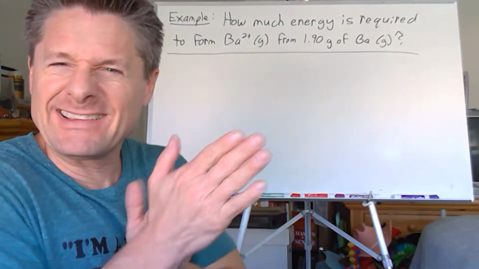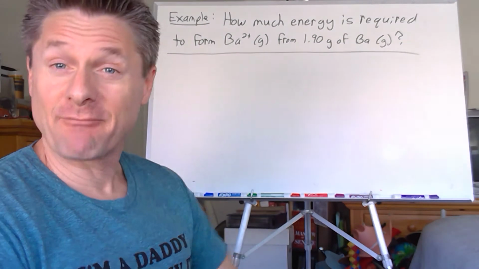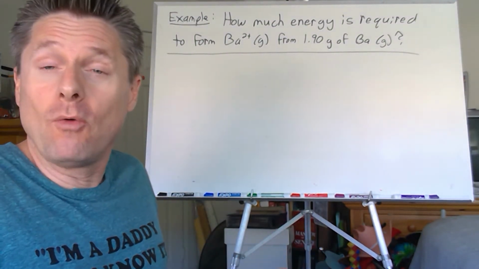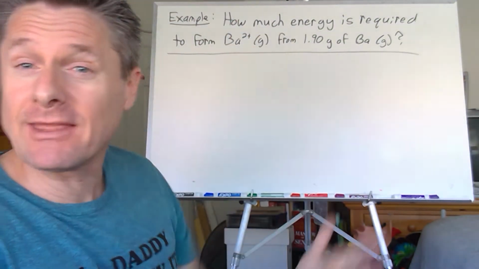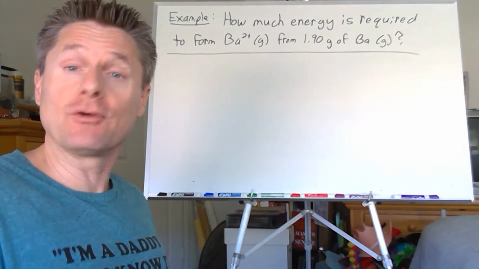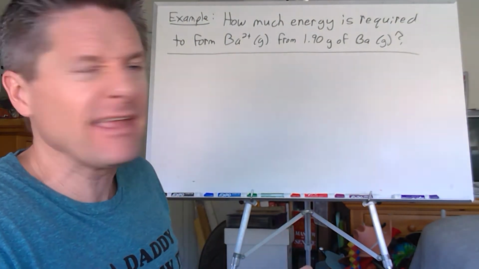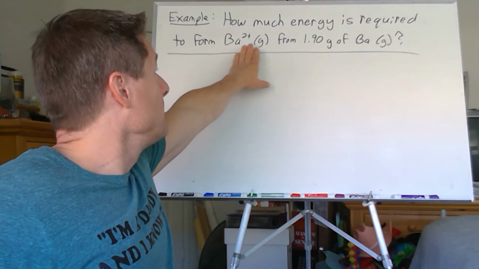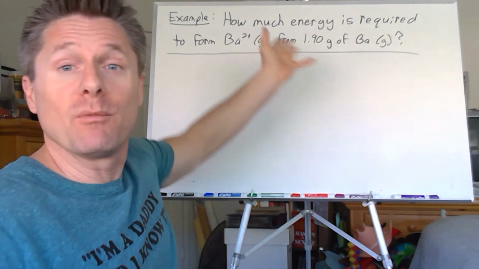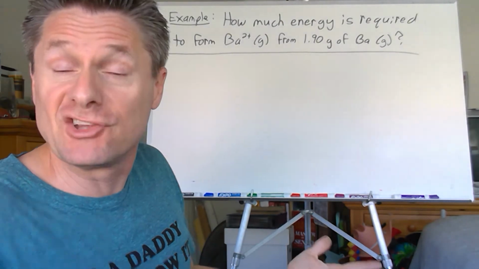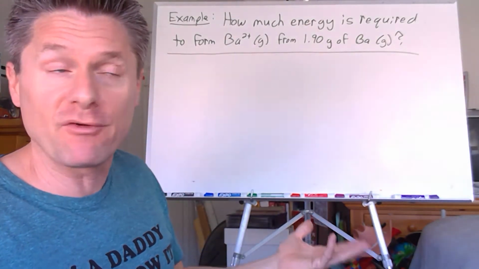Before we get to trends, let's do some math. We haven't done that for a while. So if we know the ionization energies, we can calculate the amount of energy it takes given a certain amount of a species, right? So we'll say a metal in the gas phase. So let's say we want to form some barium with a +2 charge, barium +2, because it's an alkaline earth metal, group 2A, it prefers a +2.